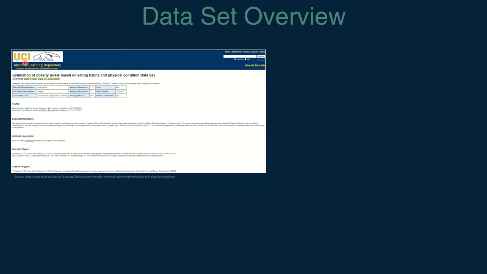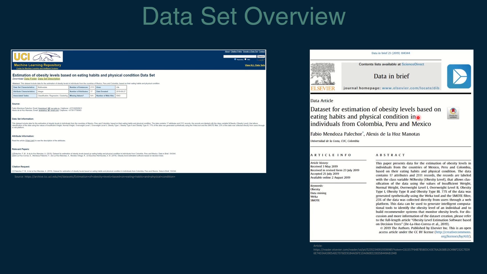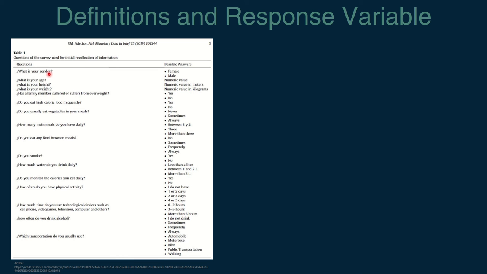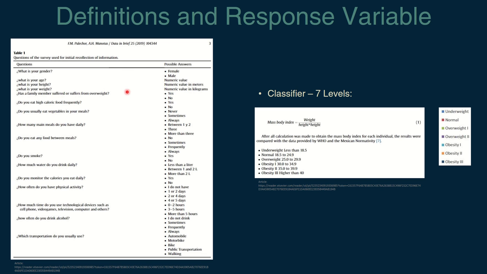The data set I got from the UCI Machine Learning Repository, and this is the paper that actually comes with that data. So some of the definitions: they had 16 variables, and you can see how they classify here. This was an online research survey, and out of these they came up with the 7 levels classifier here, which goes from underweight to obesity level 3.